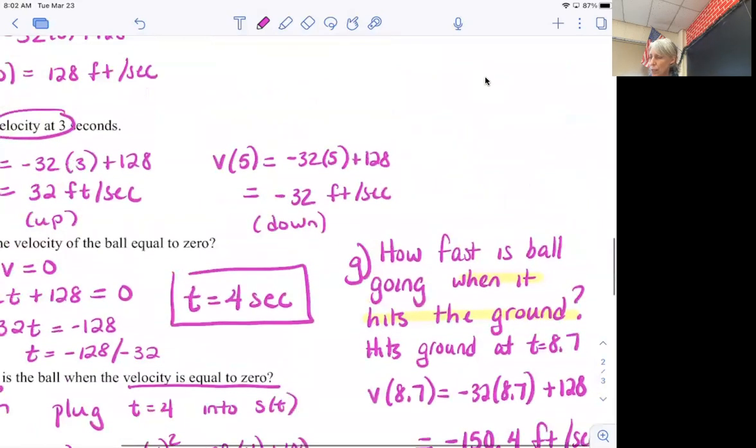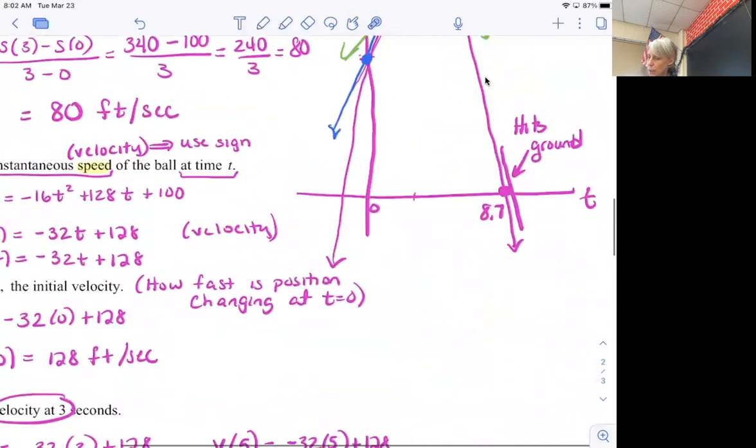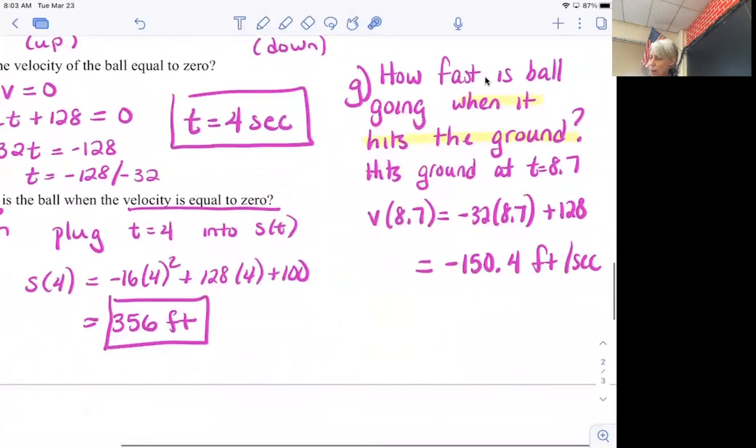So basically, moving up to our picture really quickly, when that ball hits the ground, it's traveling in the downward direction, negative 150.4 feet per second. Okay.